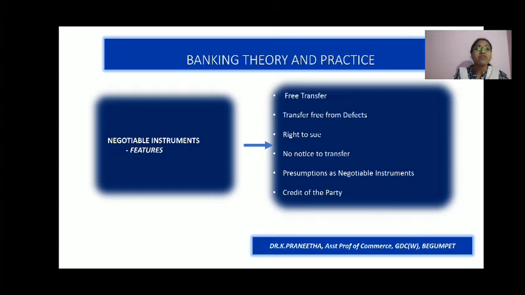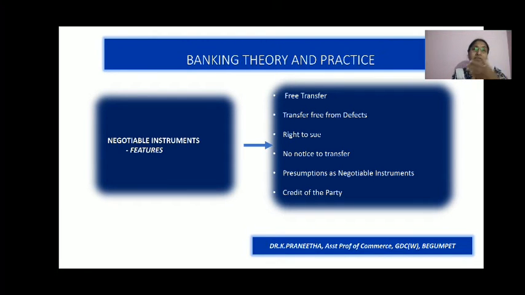Next one is transfer free from defects. This is the most important characteristic of a negotiable instrument. It confers absolute and good title on the transferee who takes it in good faith for value and without notice of the fact that the transferor had defective title thereto.